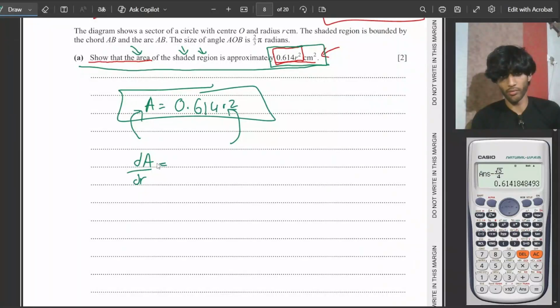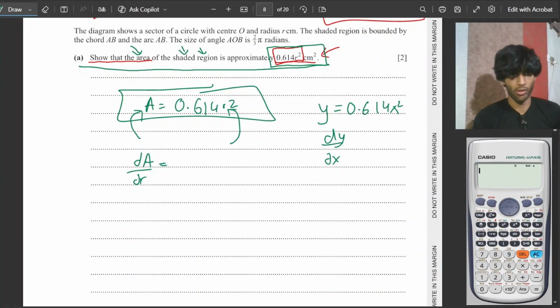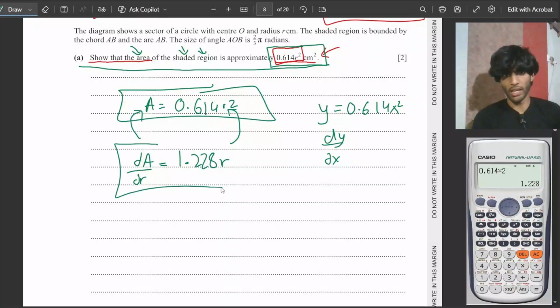So you just simply differentiate dA by dr. So how do you differentiate it? You just differentiate it like you would differentiate y equals 0.614 x squared, and you're trying to find dy by dx. That's exactly what you're doing over here. So you're going to multiply 0.614 by 2. That's going to give you 1.228, and the power on r is just going to be 1 now. So you get this equation.